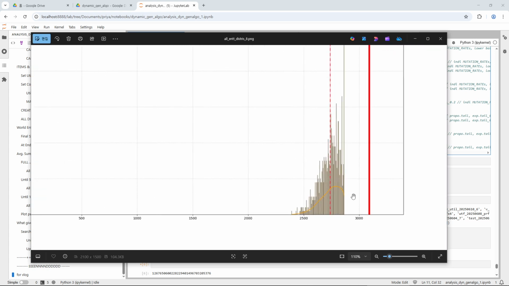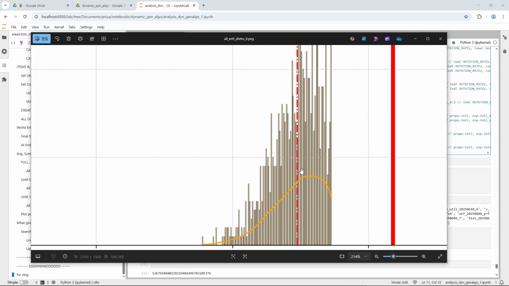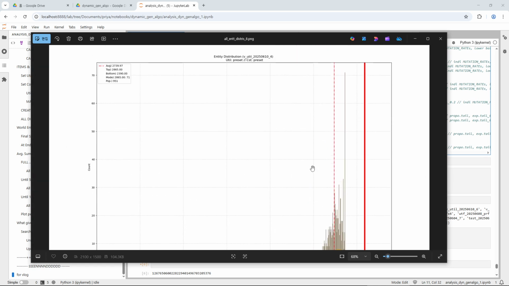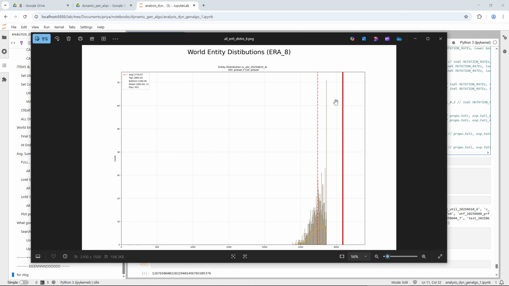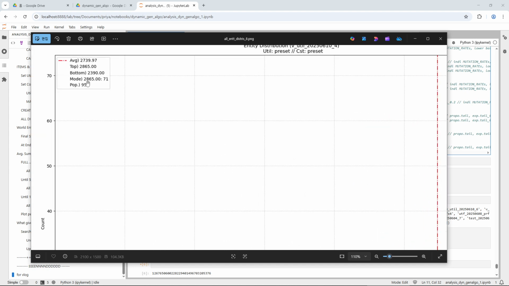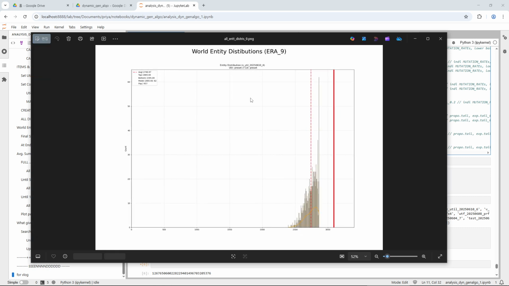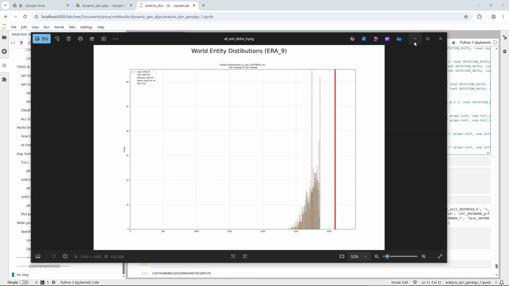Oh, this looks very normal, doesn't it? The KDE. But a lot of entities have converged to the known true ceiling so far. 71 entities. And now it's 62. But anyway.